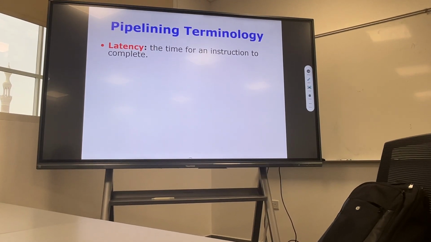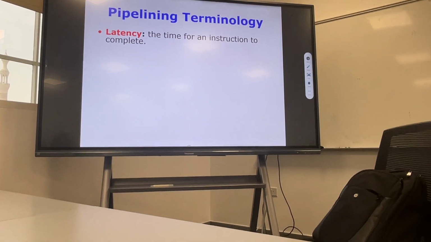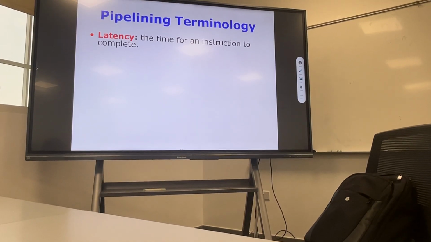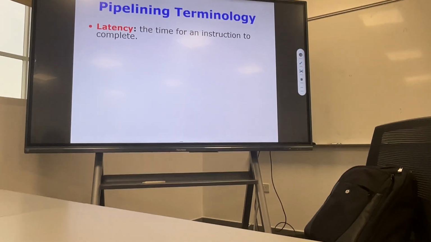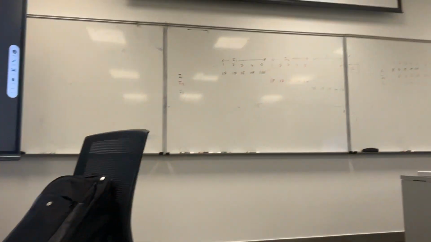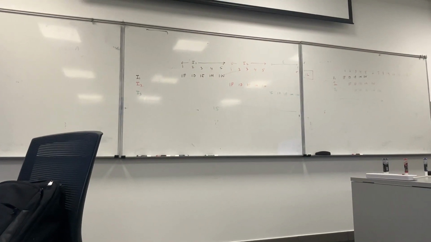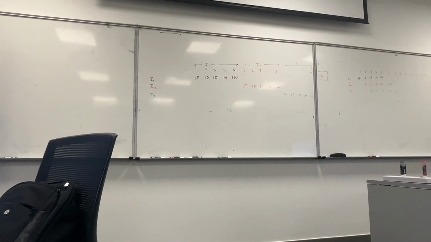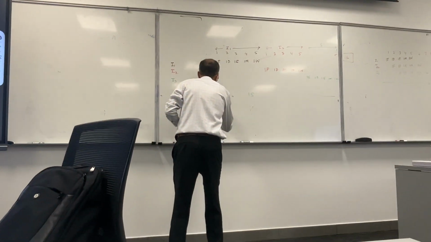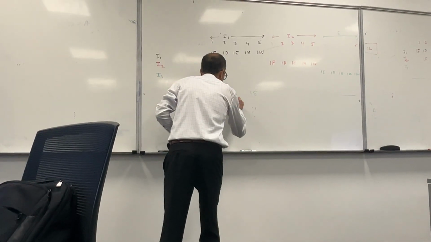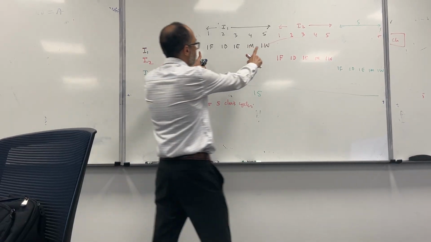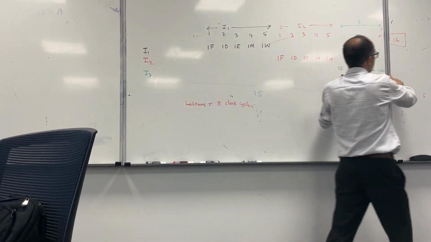What is the latency? The latency is the time for an instruction to complete. Okay, what is the latency of any instruction in this example? 5 clocks. So the latency of one instruction is 5 clock cycles in this example. I1 will take 5 clock cycles, I2 will take 5 clock cycles, and I3 will also take 5 clock cycles.